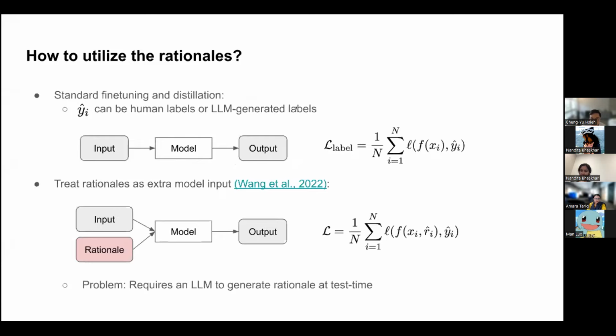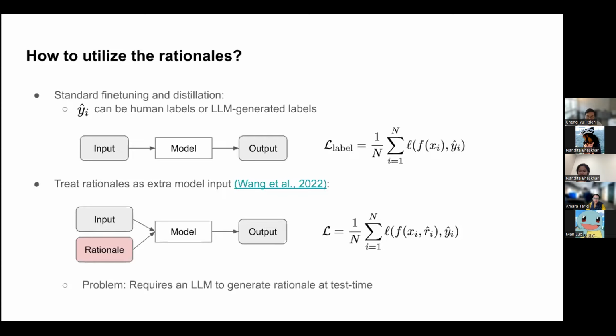This is a fairly standard loss, where we train the model to take as input the question and output the corresponding label. One straightforward approach to incorporate the rationales to inform a small model is to directly treat the rationales extracted from the large language model as additional input to the small model. So here we can just train the small model to take in both the original text input and the rationale, and to output the desired label. Here, the small model f takes in both the original question x and the rationale to output the desired label.